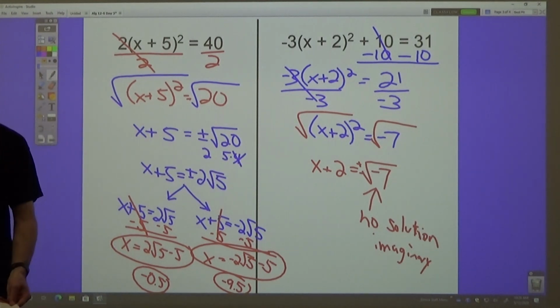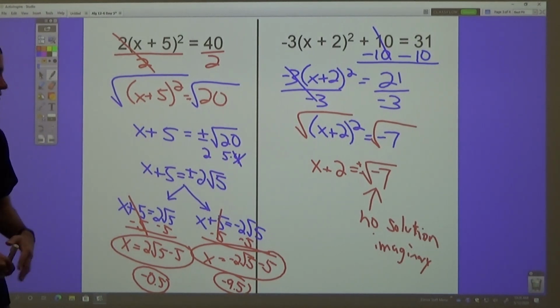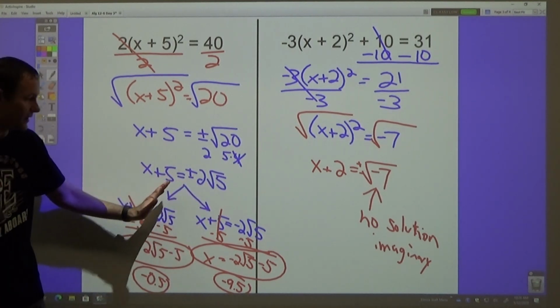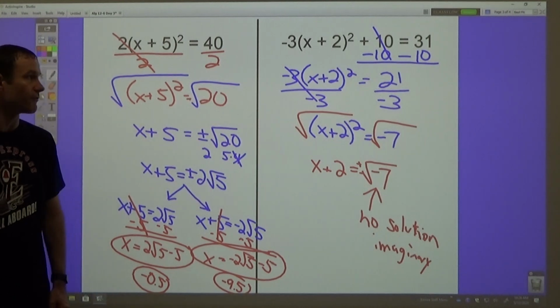Go ahead and do the ClassKick assignment. There are 12 questions. Again, when you split things like this, make sure your positive answer goes over to the left, your negative answer goes over to the right.